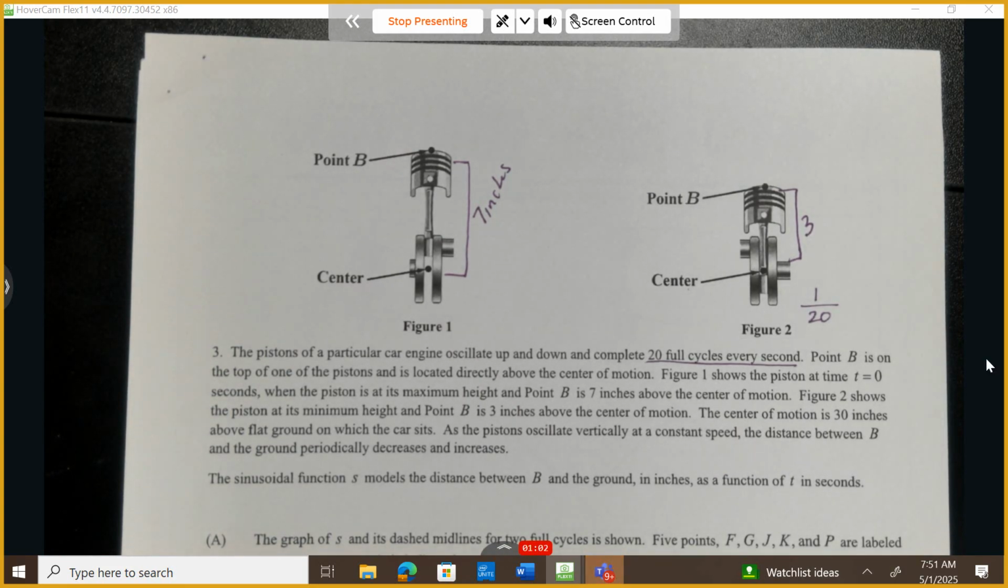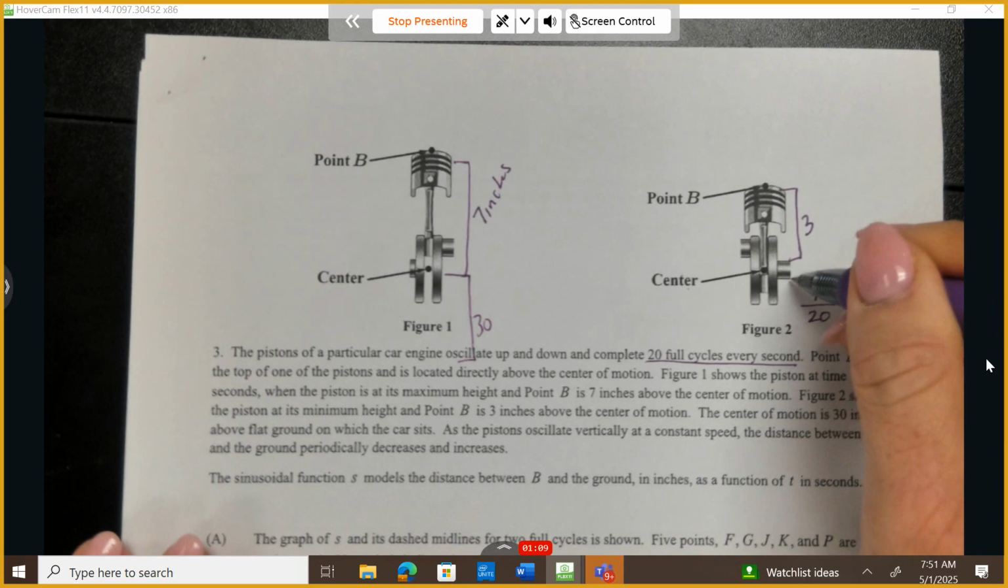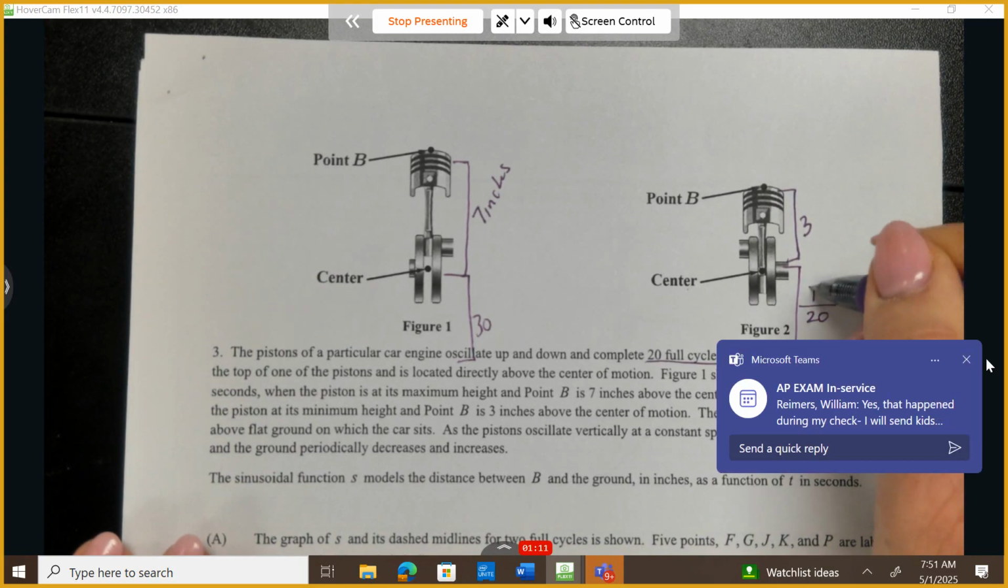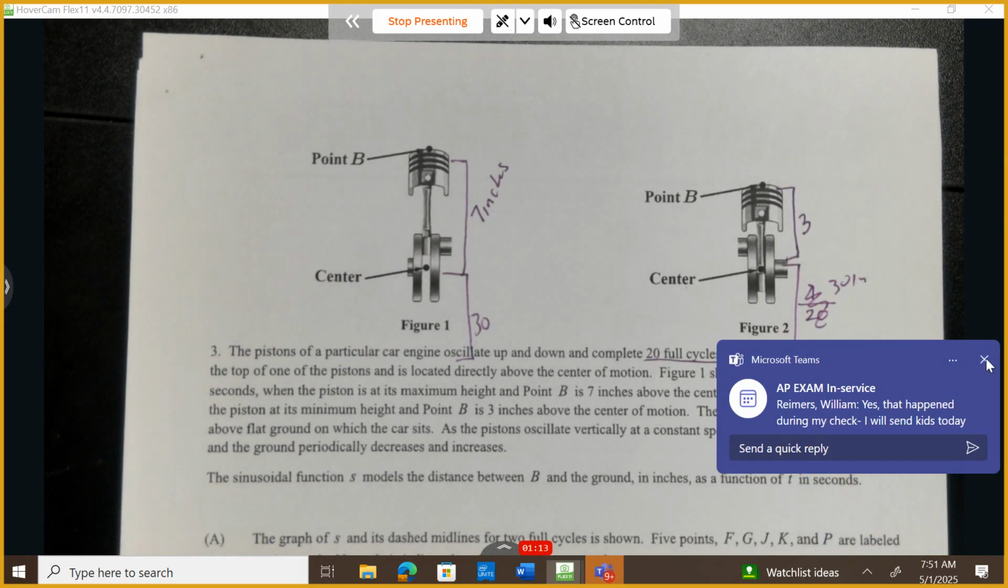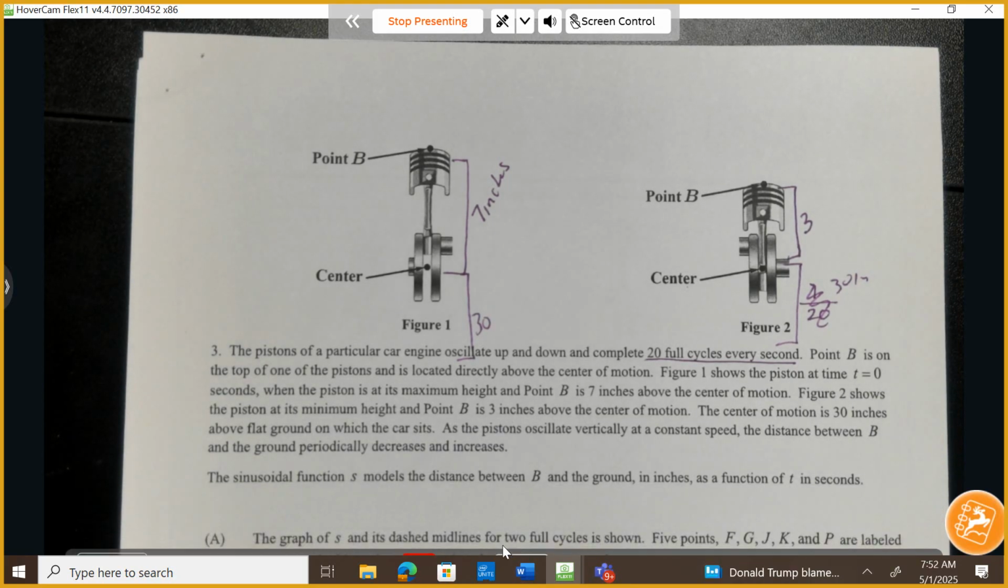Now if we go further, it says this center is 30 inches above flat ground. So from here down to the very bottom is 30 inches. Let's come back to this right now.